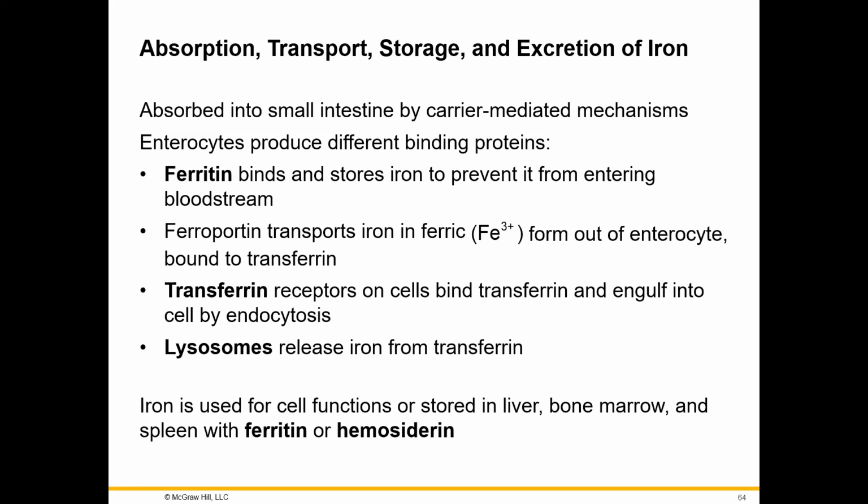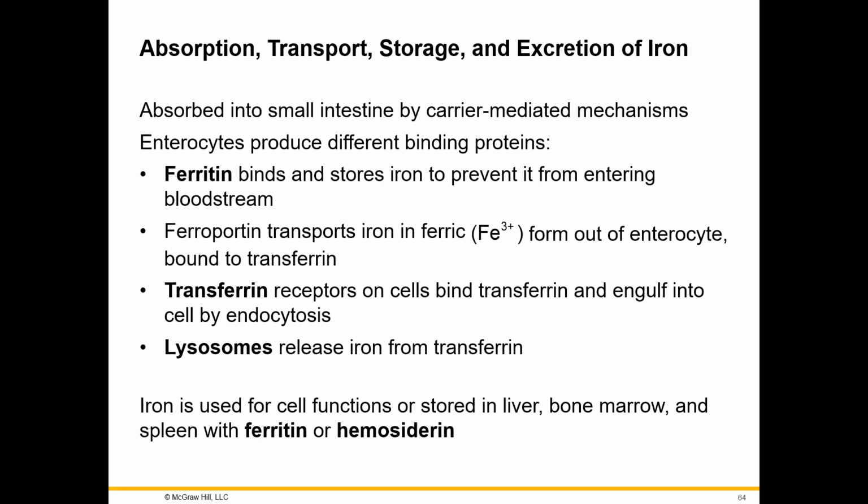Iron absorption and metabolism in the body involve several intricate processes I'll talk about now, but it primarily occurs in the small intestine and involves various proteins and transport mechanisms. So first, iron is absorbed into the small intestine through carrier-mediated mechanisms, which are specific pathways that facilitate the movement of iron into the enterocytes, which are, again, the cells lining the intestine. So how do you do this?